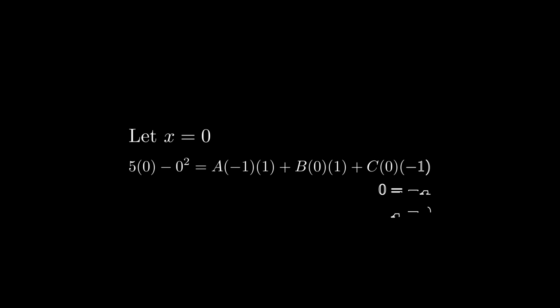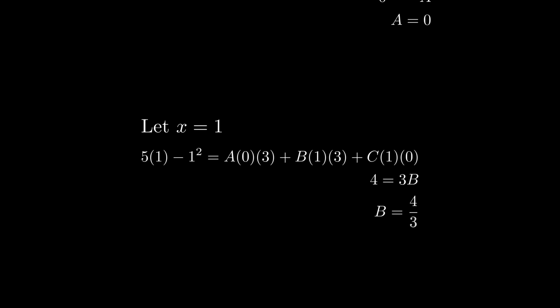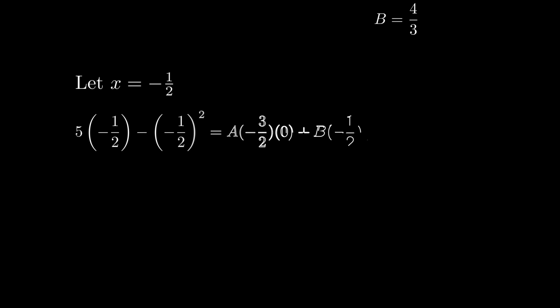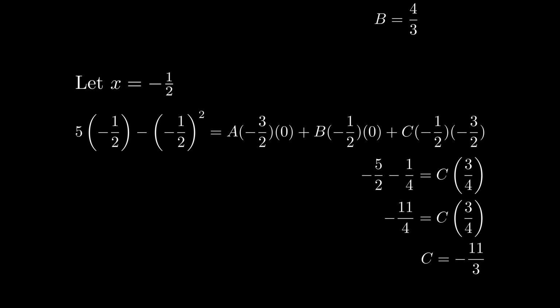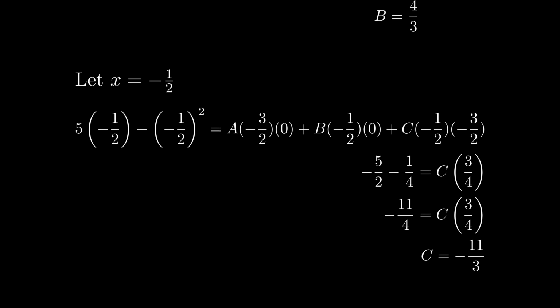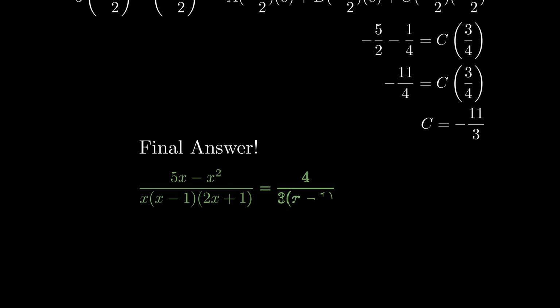Start with x equals 0. That helps us find a. Now x equals 1. That gives us b. And now x is negative 1/2. That gives us c. Here is the final answer with a, b, and c filled in.